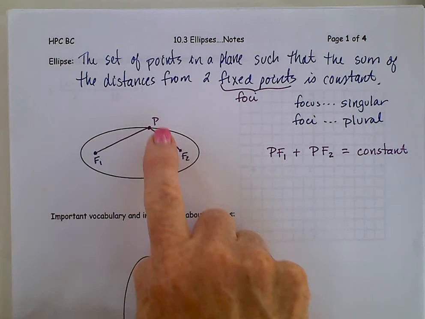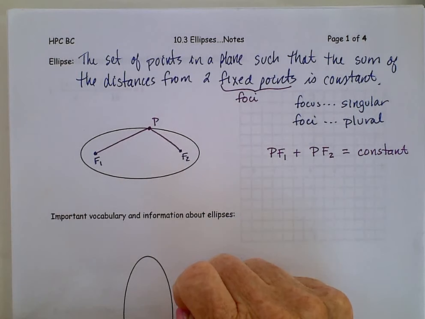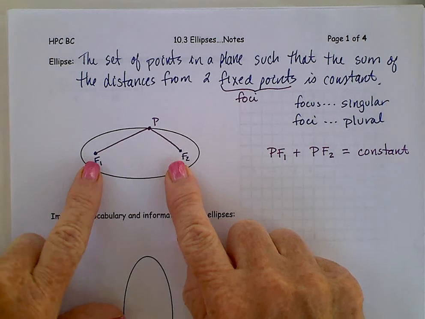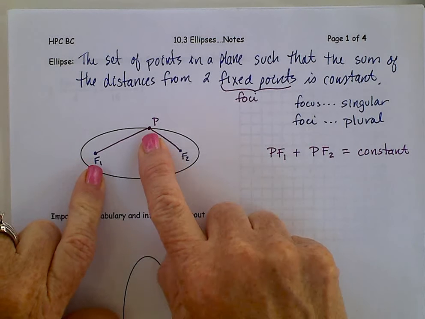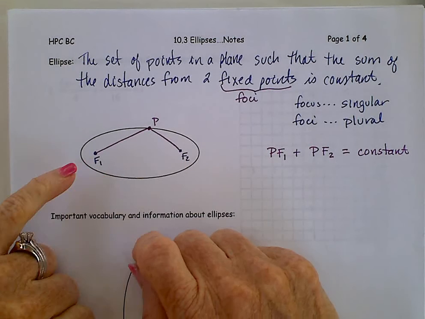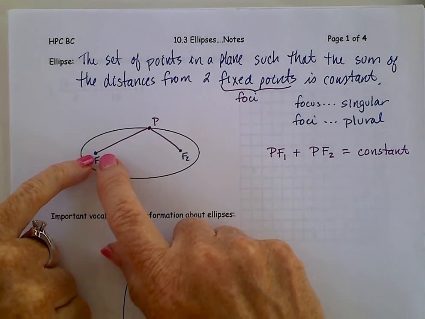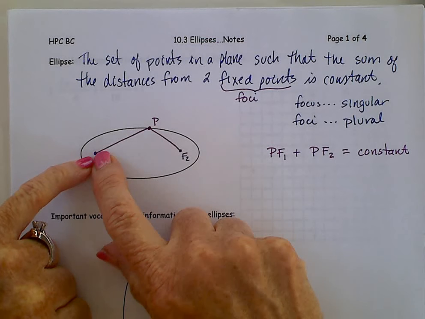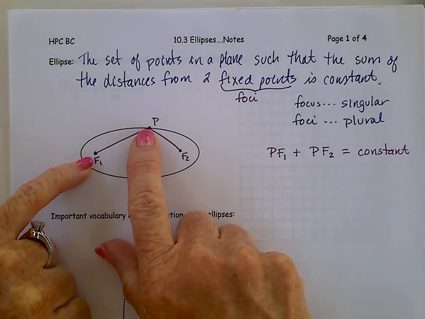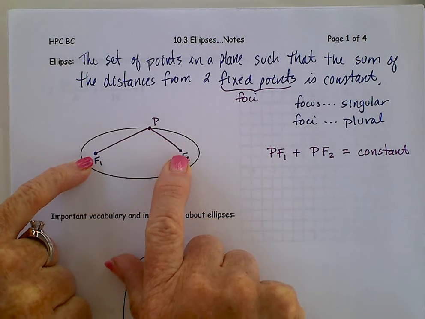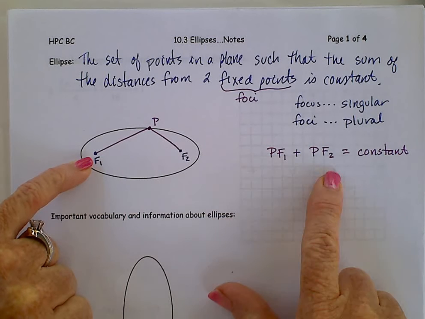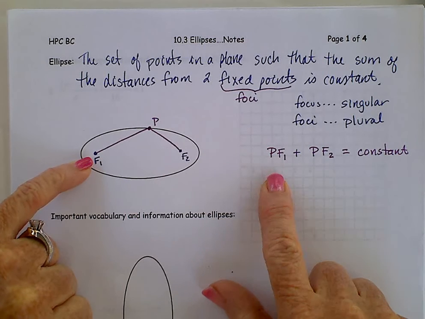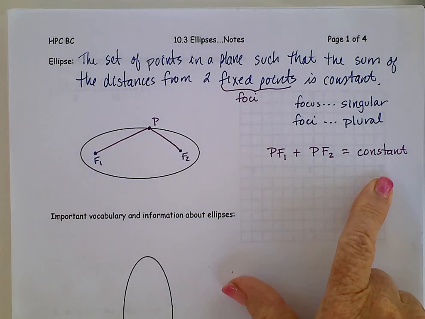If we look at our picture of an ellipse, we have the two foci here, and any arbitrary point P on this ellipse. If you were to measure the distance from P to one focus, and then the distance from that point P to the other focus, the sum of those distances is constant for this ellipse.